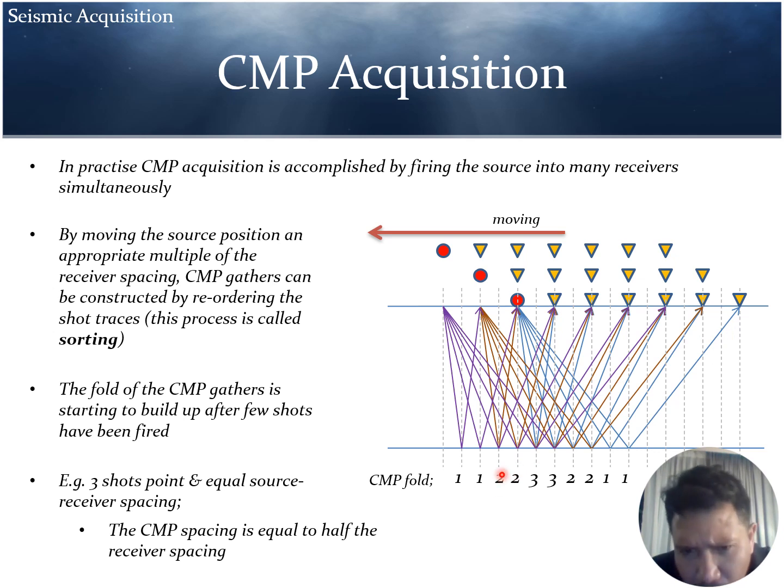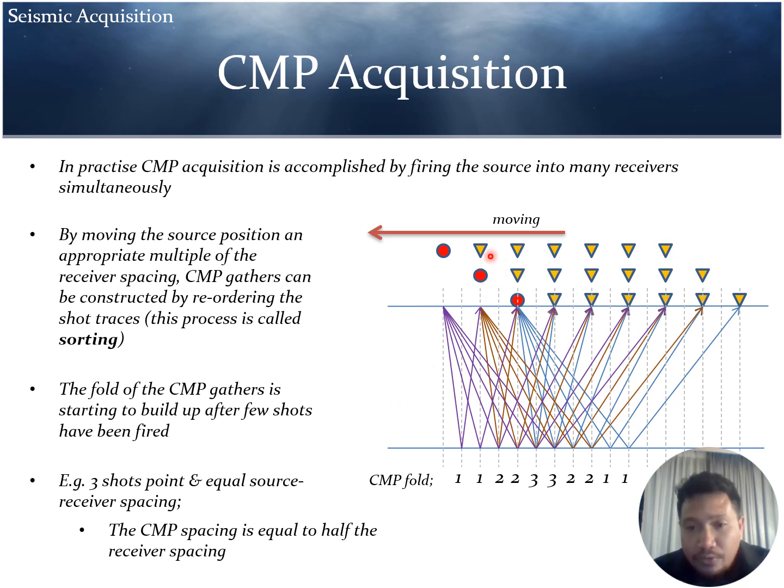Again, let's say we have a 2 CMP fold, meaning that out of these 3 acquisitions, only 2 acquisitions reached this reflection point, only 2 out of 3 acquisitions. So in general, the reflection point spacing is always half of the receiver spacing, because the distance on the surface is always half. That is another general knowledge that I want to share with you.